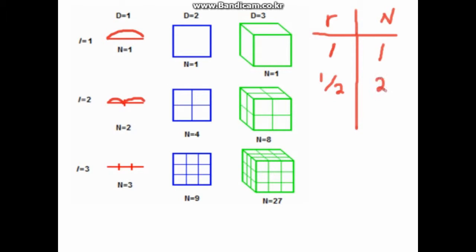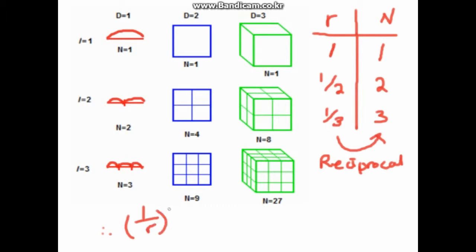Now, do you see something? A simple and familiar looking relationship? Yeah, the reciprocal of r equals n. So if we substitute one of the number pairs into the previously introduced relationship, we will get a d value of 1, meaning that the dimension of the red line is 1.